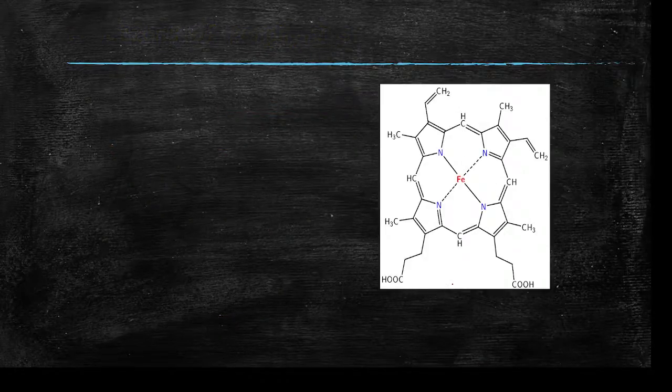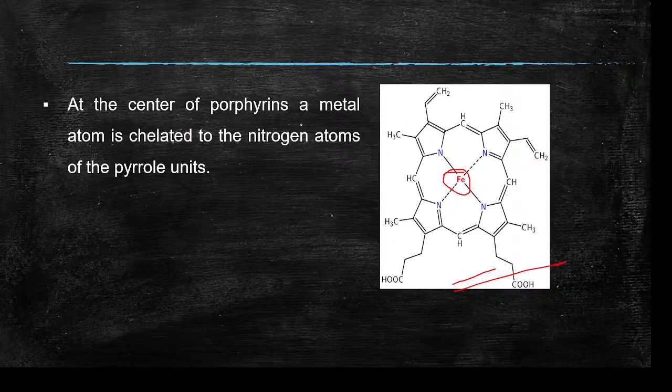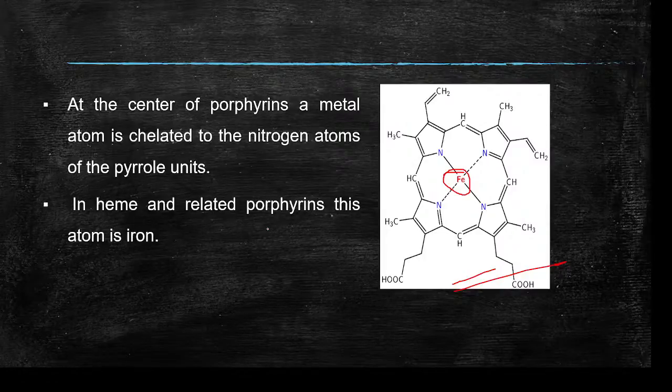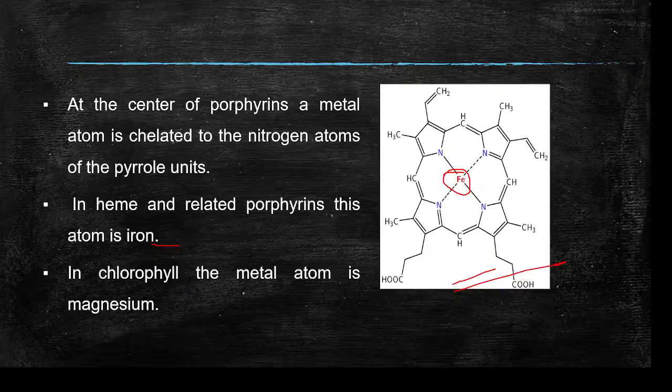So this is the structure of heme. One of the important features of this structure is that the nitrogens present in all the modified pyrrole rings are bonded to an iron atom. So that is chelation. At the center of the porphyrin ring, a metal atom is chelated to the nitrogen atoms of the pyrrole. In heme and related proteins, this metal atom is iron, and in chlorophyll the metal atom is magnesium. So that is the difference between chlorophyll and heme.